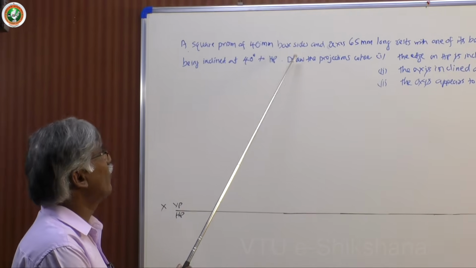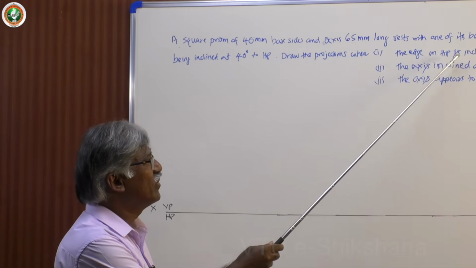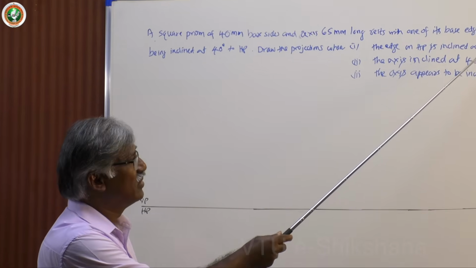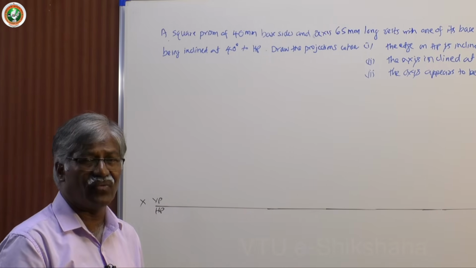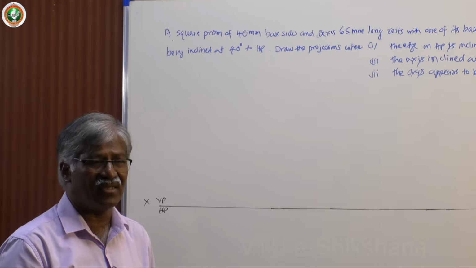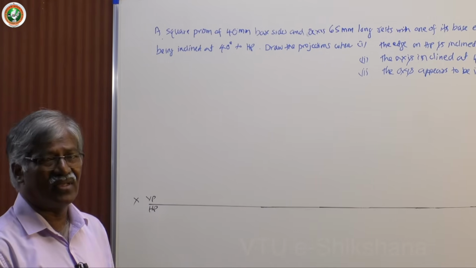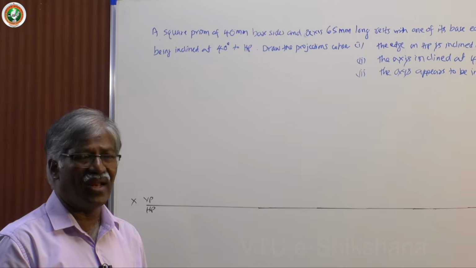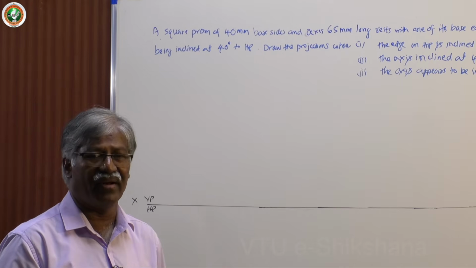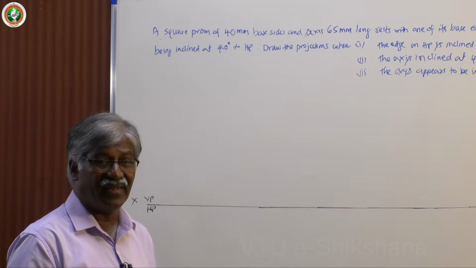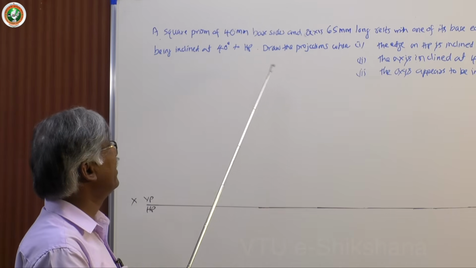A square prism of 40 mm base sides and axis 65 mm long rests with one of the base edges on HP such that the axis is inclined at 40 degree to HP. Normally it is 45, 30, etc. Not necessarily, it can be any random value suitably fixed. That means the total angle for a given entity like axis or diagonal should not exceed 90 degree. That's how they give. Now I have taken 40 degree to HP.